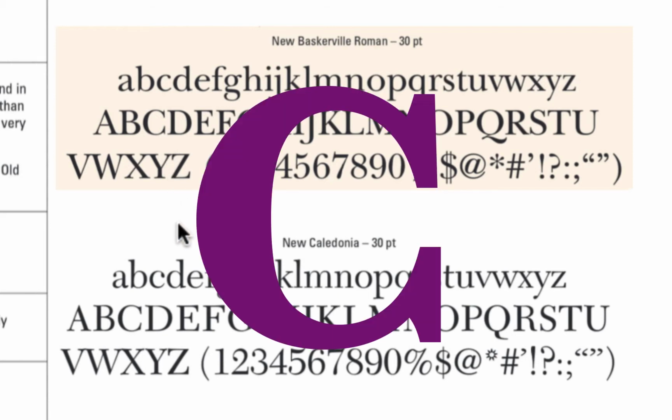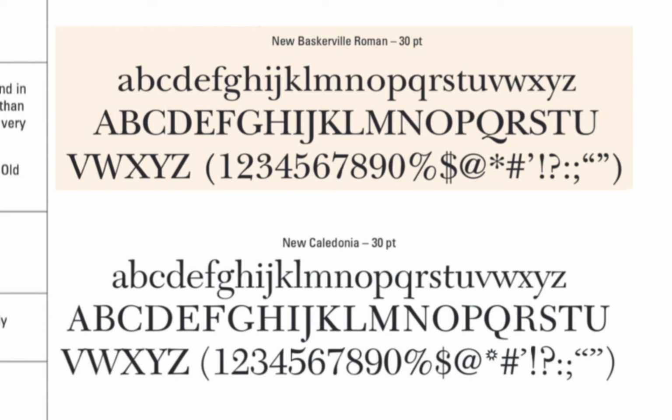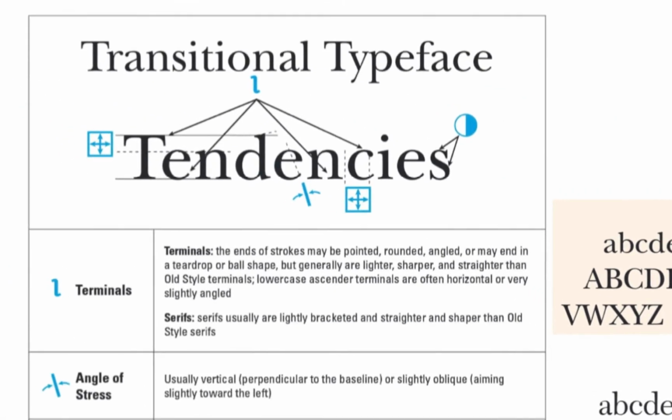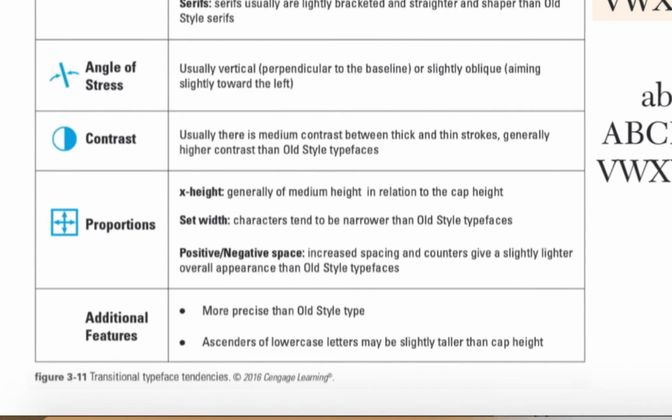Now, that doesn't mean all transitional typefaces have C's like that, but the ones I'm pointing out here, you might have heard of Baskerville. You'll see that even in our web fonts and Gravit, we have a Baskerville version. So you can check out some of these characteristics here, but it says more precise than old style. That's all you really need to know. But I probably would not ask you about transitional versus old style. I'll just say old style and modern.